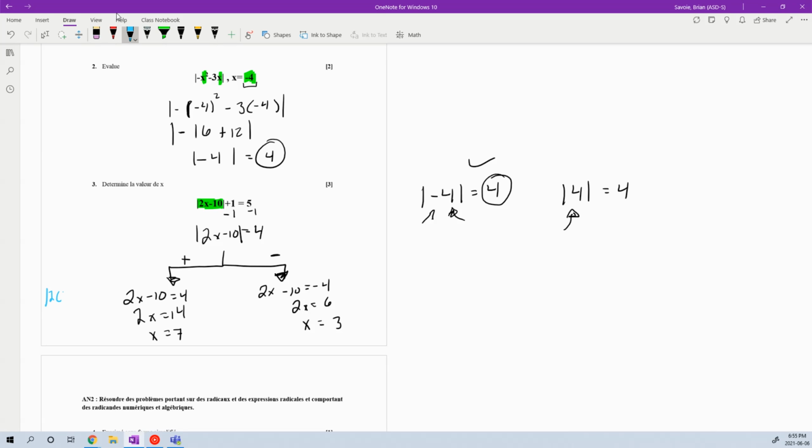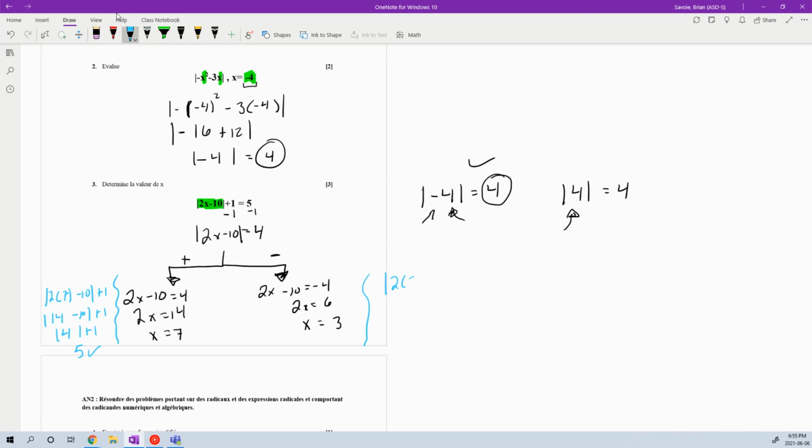So 2 times 7 minus 10, close my bracket, then plus 1. I'm just checking to see, does that equal 5? So 2 times 7 is going to give me 14. Minus 10, absolute value, plus 1. 14 minus 10 is 4, absolute value, plus 1. Absolute value is just 4, so 4 plus 1 is 5. Check, that makes sense.